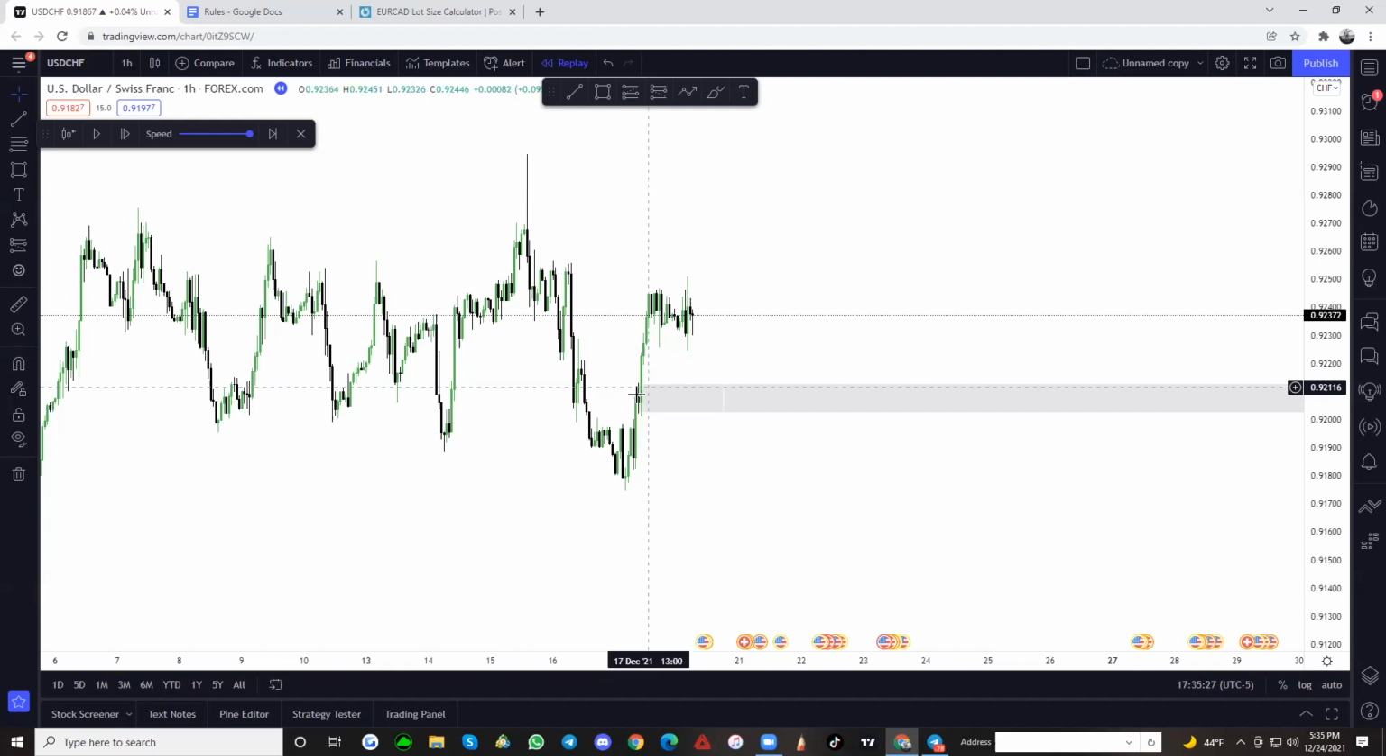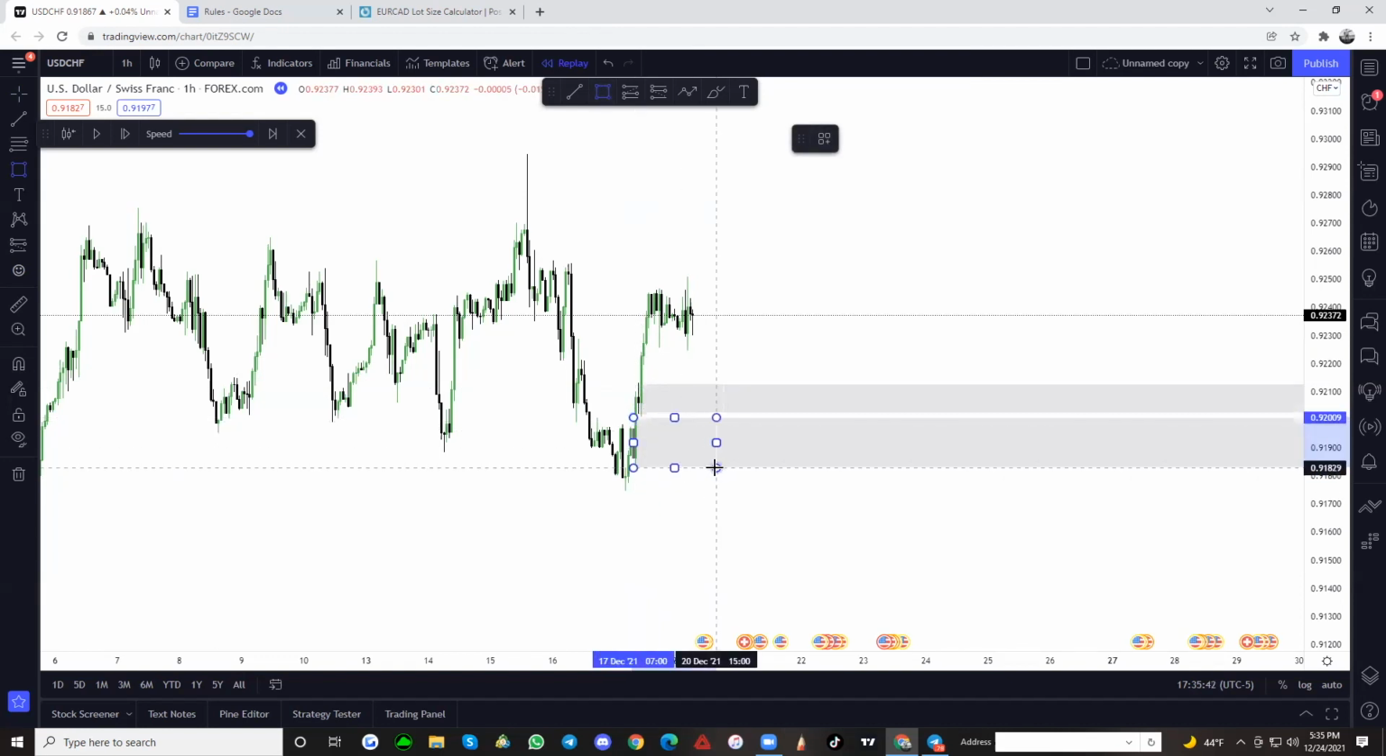This is a clear valid point of demand that broke structure here. And the volume after this candle validated this order block. This strong move to the upside suggests that smart money did get in here. But this was actually the ultimate POI at the extreme.